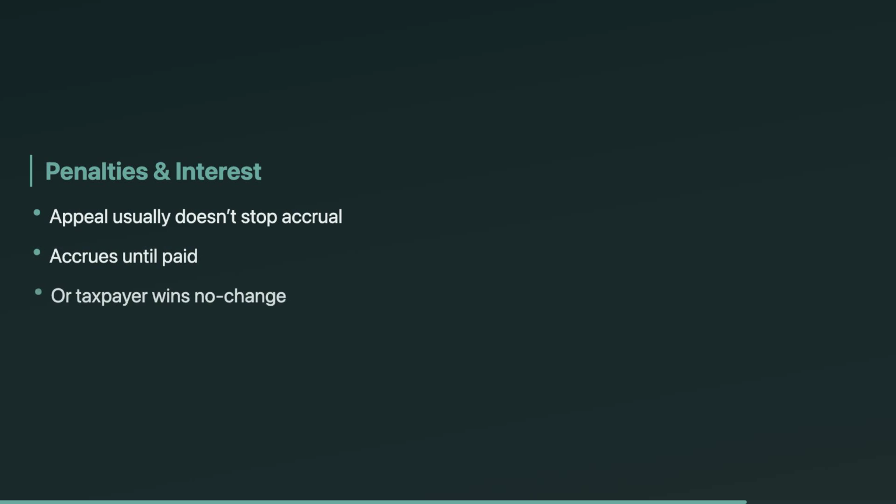Don't assume an appeal stops the meter. An IRS appeal does not normally abate penalties and interest. They keep accruing until either the balance is paid or the taxpayer wins, and the result is essentially no change. This is easy to miss because appeal sounds like a pause button. It isn't. Exam tip: if you see during appeals, assume interest keeps running.